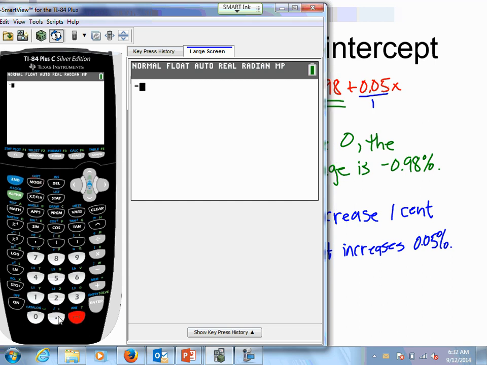So we go negative 0.98, that's our y-intercept, plus 0.05 times our x value that we're going to plug in, which is 36. So when coffee prices are 36 cents, our line or our mathematical model predicts that the deforestation percentage would be 0.82%. Pretty simple, right? So that's prediction.